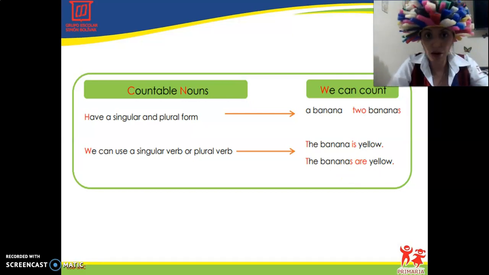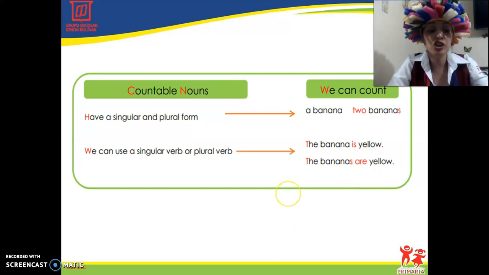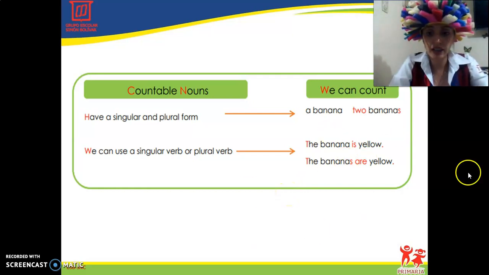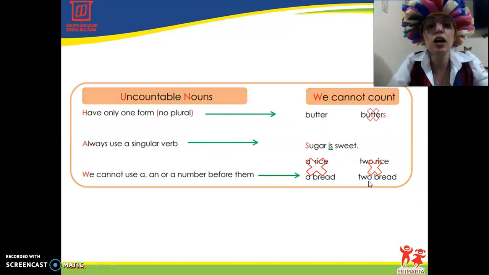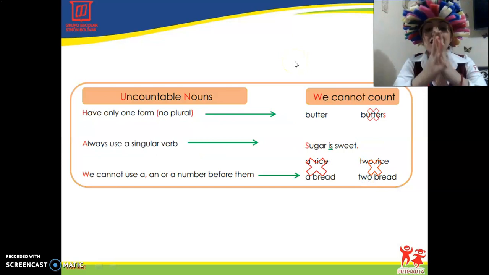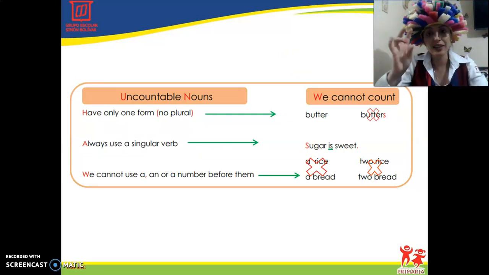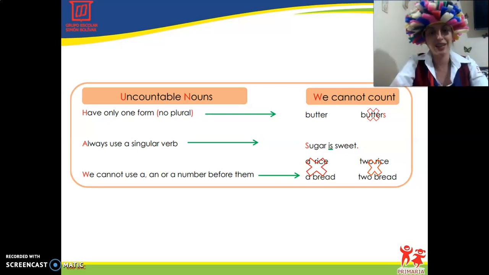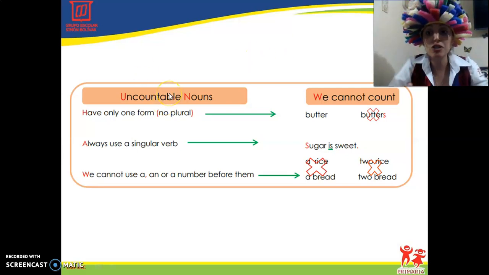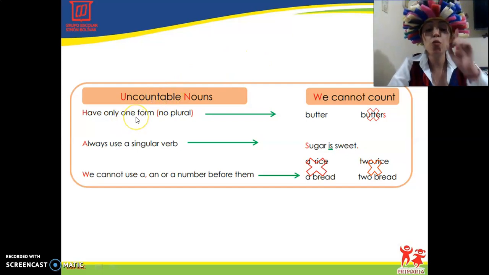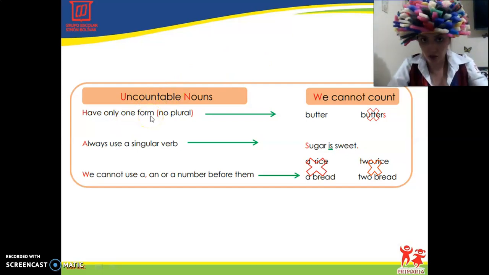All right, so no problems? Are we okay? I'm going to show you some examples later on, okay? Pay attention. Let's go with the next one. Uncountable nouns, you cannot count, okay? Example, water. Water, you cannot count. Milk, you cannot count, okay? So it says uncountable nouns have only one form, no plural, okay? We cannot count. For example, butter.